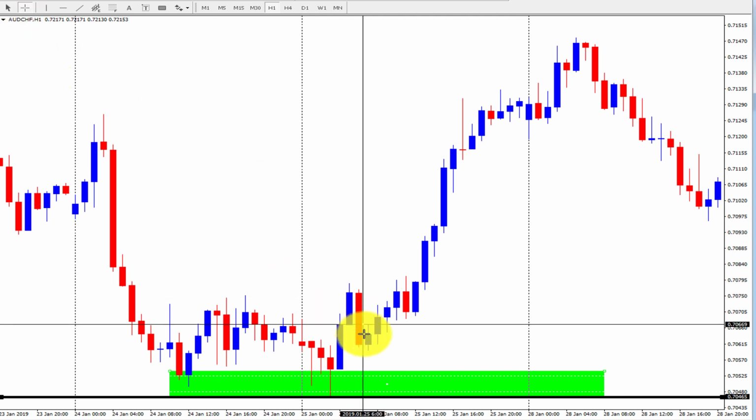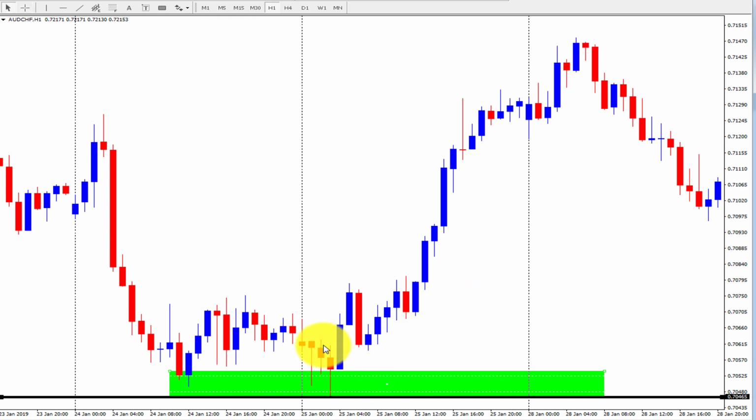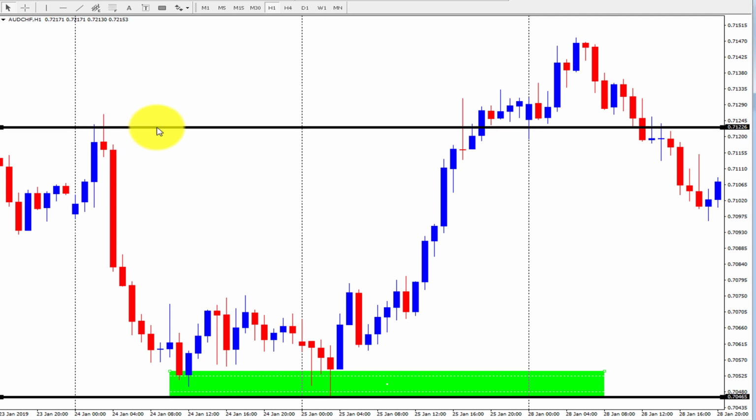If we bought here, we could make more than 87 pips, risking only 12 pips. So in this way we can make our trading decision. Okay, why will we buy here, why will we not sell here? This is our resistance zone.